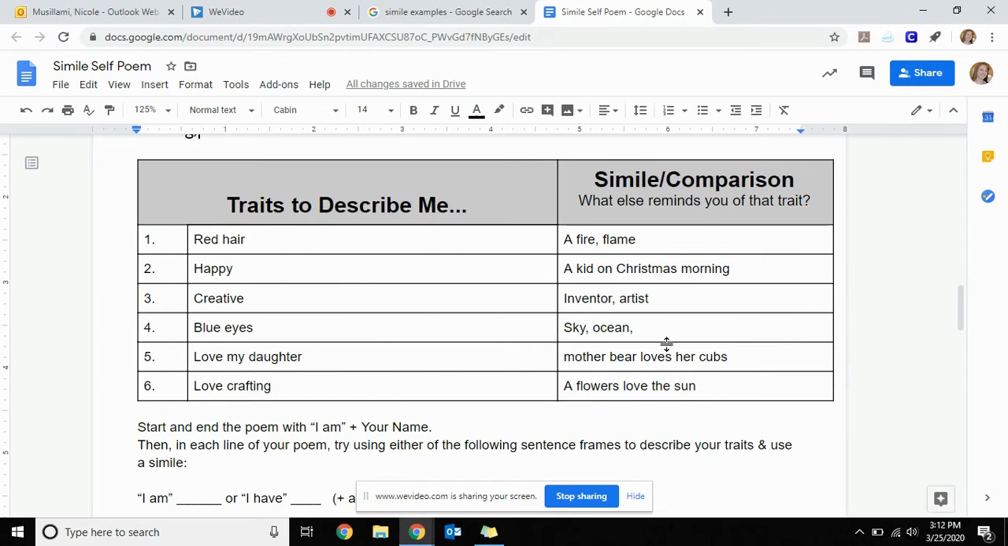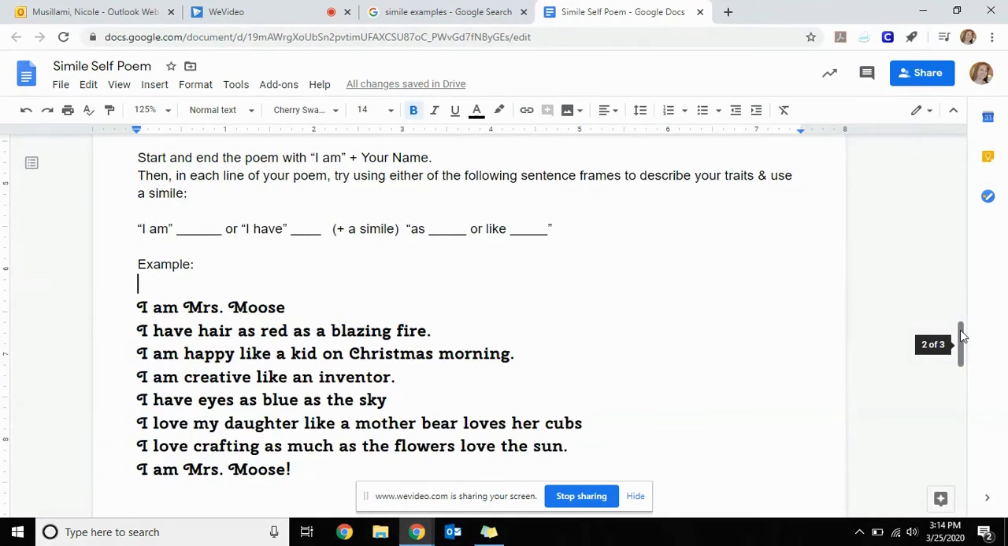And as you can see, love my daughter. And I was thinking of an animal that loves their children or their young and are very protective. So I thought of a mother bear. And then last but not least, I love crafting. And I said, what else loves something? A flower loves the sun. A flower needs the sun, right? And so with that chart filled out, you can go ahead and get started writing your own simile self poem.